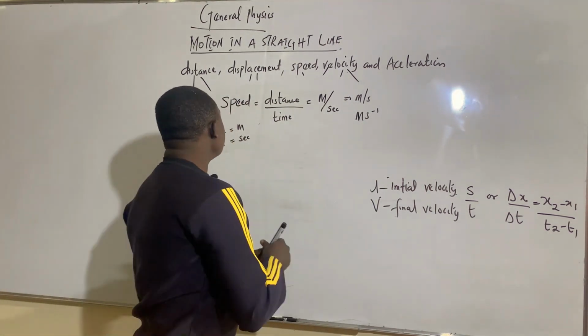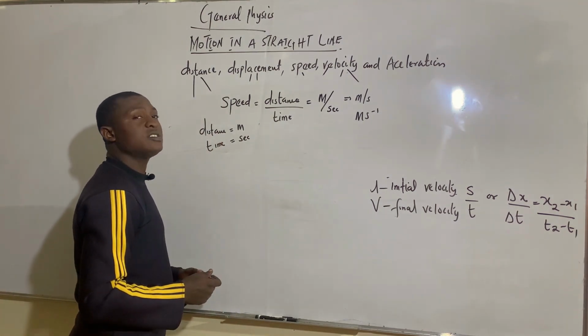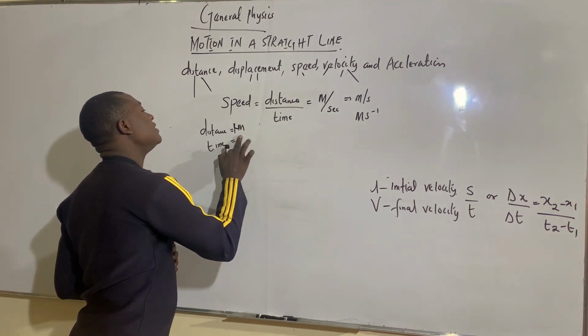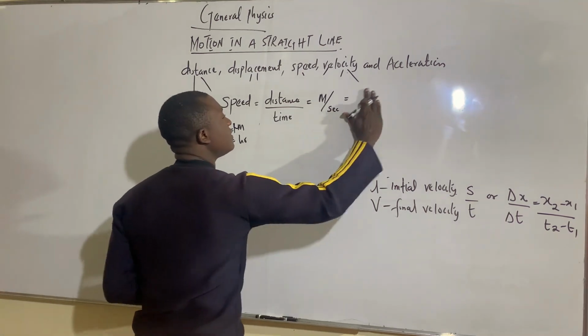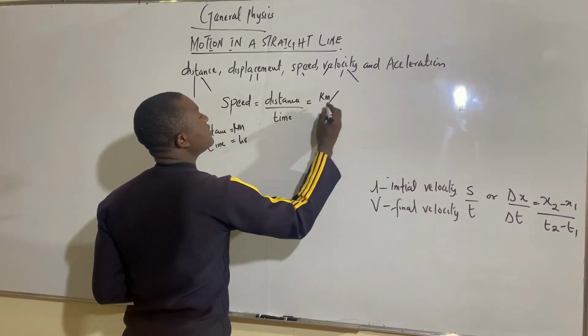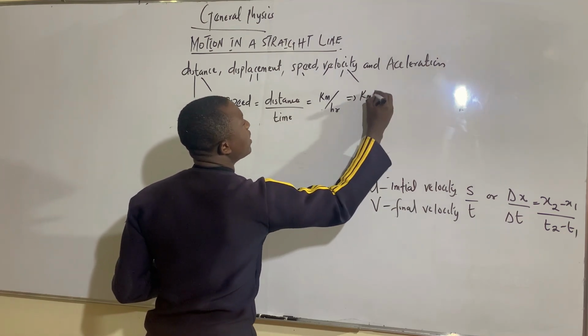Yeah, nice. So let's say the distance is not in meters and the time is not in seconds. Let's say the distance is in kilometers now and the time is in hours. We're still going to follow the same process. So that means I can have kilometer, then time is hour. This is nothing but kilometer per hour, or I can put it in this form.